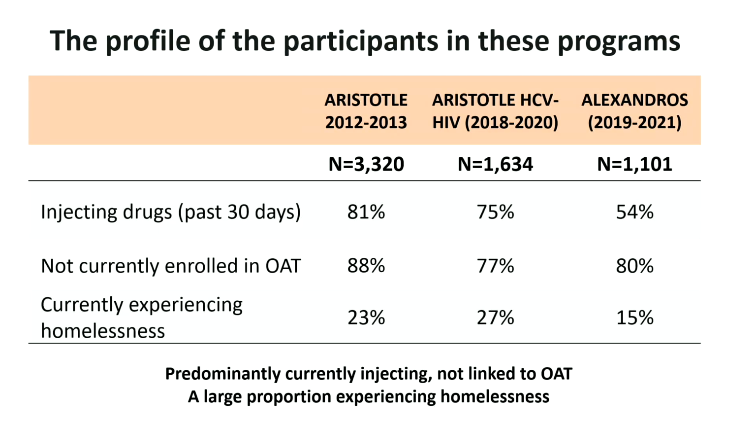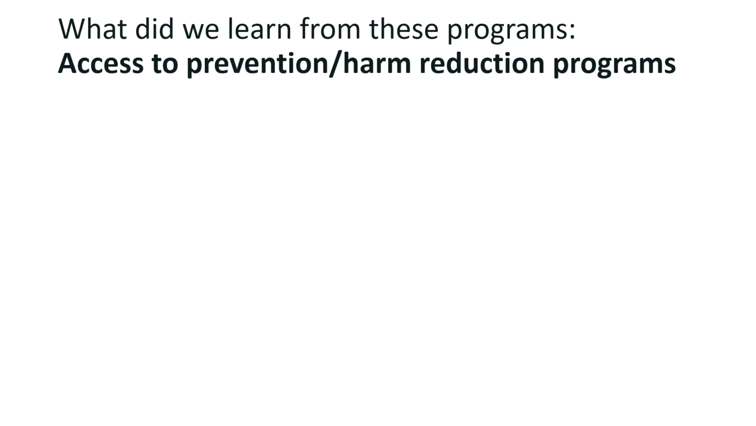So did we reach the population we wanted to reach? Yes, the majority were currently injecting, especially in Athens, 81 and 75%, 50% in Thessaloniki. The majority were not currently enrolled in opioid agonist treatment programs, and a large proportion were homeless. And we know that homelessness in Athens as well, in the outbreak, is a risk factor for HIV, and it doesn't help starting treatment and continuing with treatment.